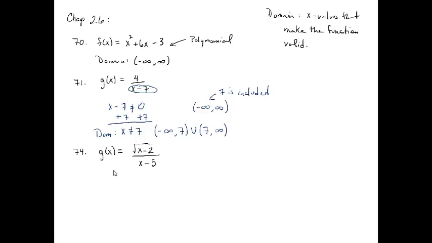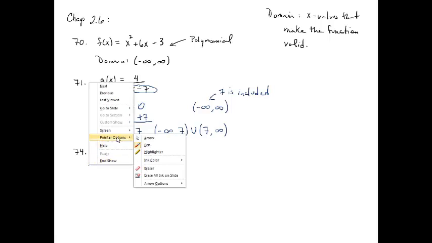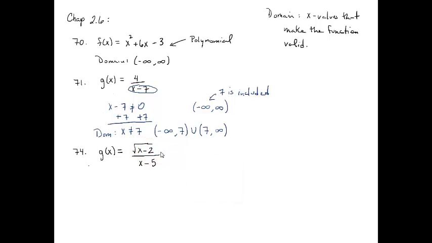So we talked about domain, and we know the domain consists of x values that make the function valid. But for this problem, number 74, two things can go wrong. First of all, I have a square root, which means I cannot take the square root of negative numbers. Not if I want a real answer.